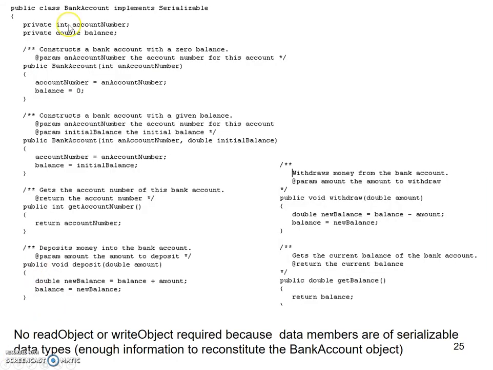So just a quick reminder, when we created this class bank account, which implemented serializable, the only items that it held as its private members were an integer and a double. And because they were already serializable data types, we didn't have to actually create a readObject or a writeObject because there was enough information here to reconstitute the bank account object.